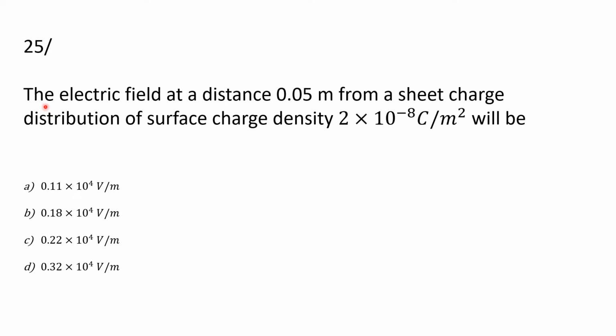Then the electric field at a distance of 0.05 meter from a sheet charge distribution of surface charge density 2 into 10 to the power minus 8 coulomb per meter square will be. And here the options are 0.11 into 10 to the power 4 volt per meter, 0.18 into 10 to the power 4 volt per meter, 0.22 into 10 to the power 4 volt per meter, 0.32 into 10 to the power 4 volt per meter.